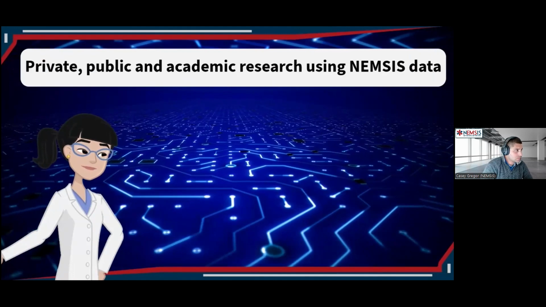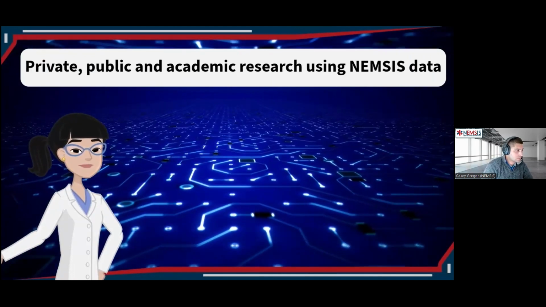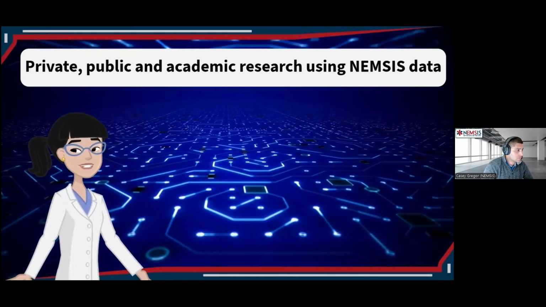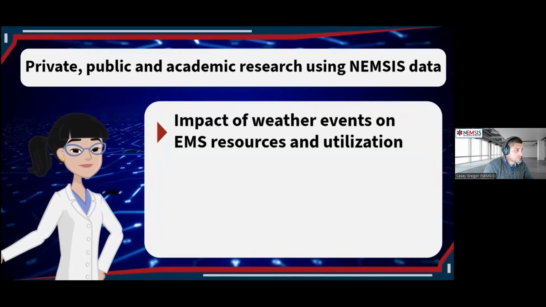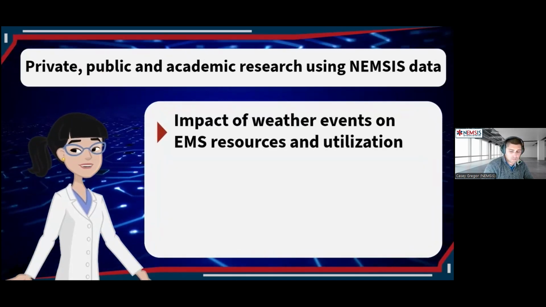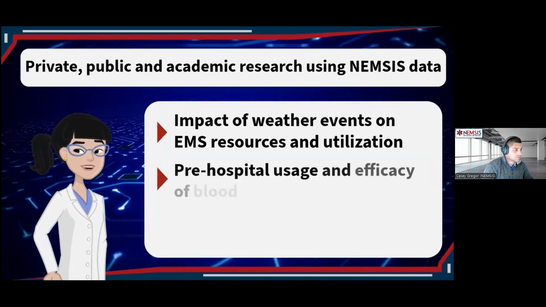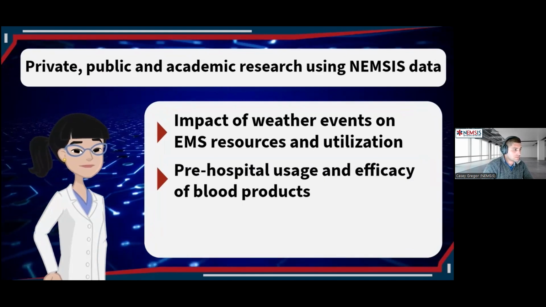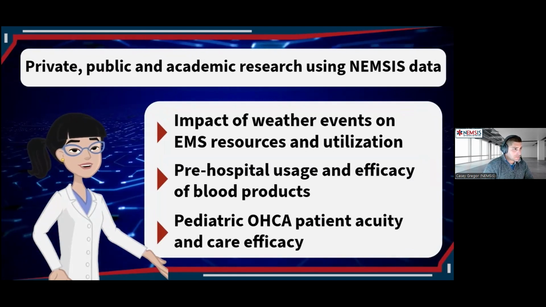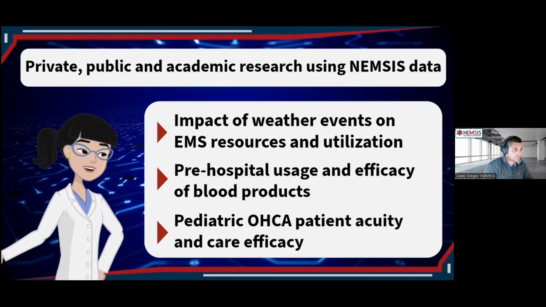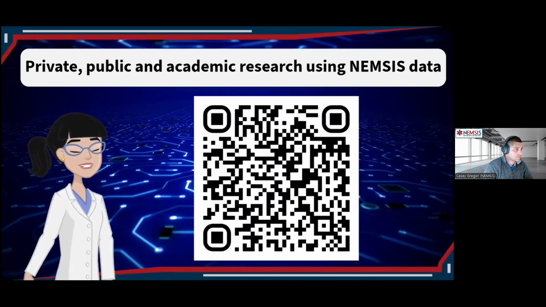Various private, public, and academic researchers use NEMSIS data in their research projects, as well as many federal, state, and local government entities. Some of these recent projects have included evaluating the impact of various weather events on EMS utilization and resources, the usage and efficacy of blood products in pre-hospital emergency events, and the efficacy of pre-hospital EMS care provided to pediatric out-of-hospital cardiac arrest patients. For a list of more publications using NEMSIS data, scan the QR code.